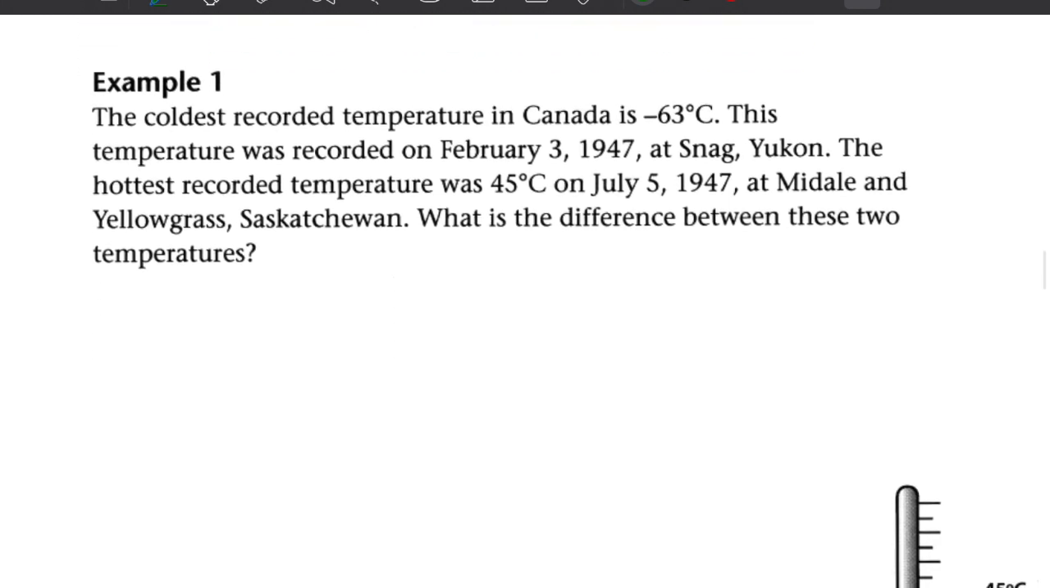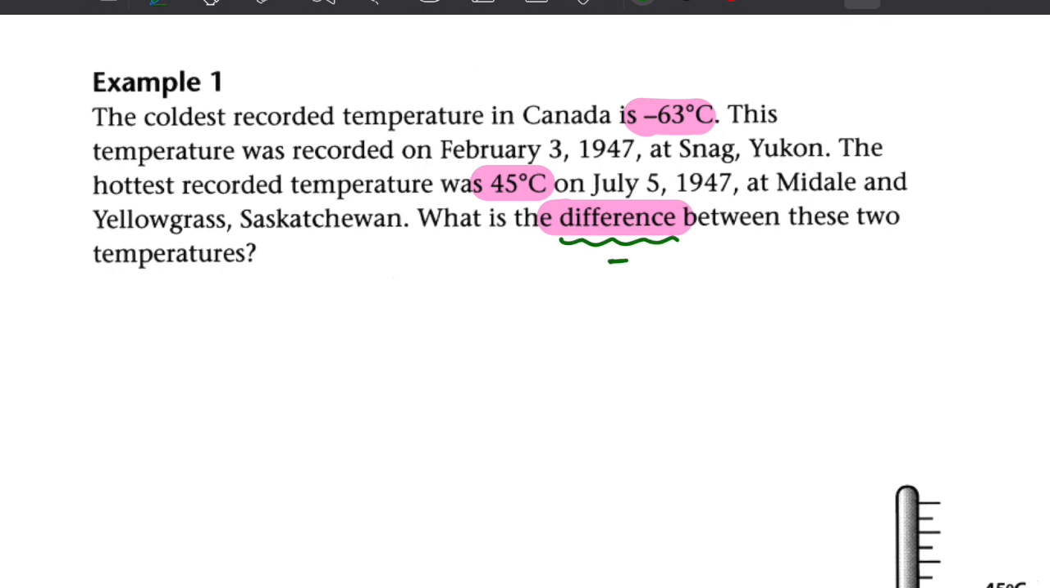So let's read example number 1. The coldest recorded temperature in Canada is -63 degrees Celsius. This temperature was recorded on February 3rd, 1947 at Snag, Yukon. The hottest recorded temperature was 45 degrees Celsius on July 5th, 1947, at Midale and Yellowgrass, Saskatchewan. What is the difference between the two temperatures? So here's that keyword, and this means that we will have to subtract.